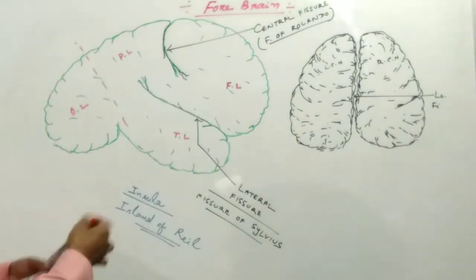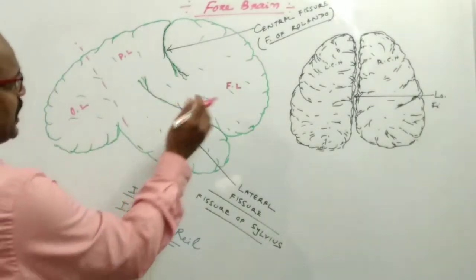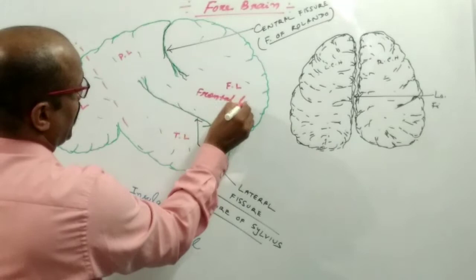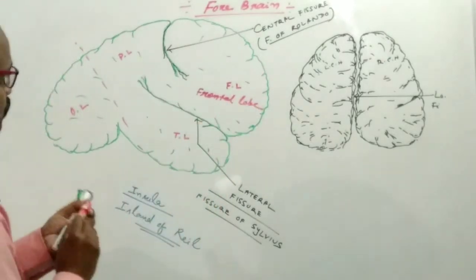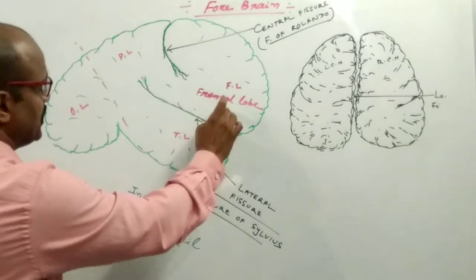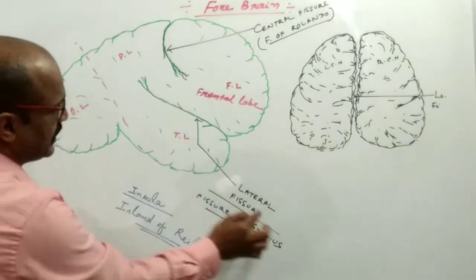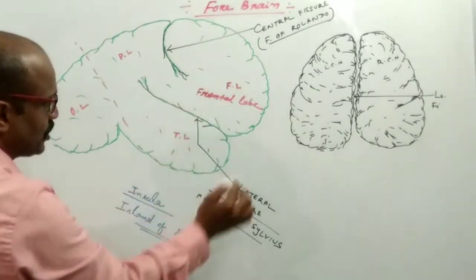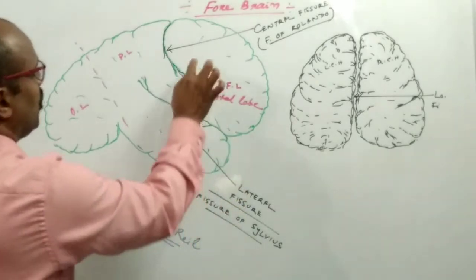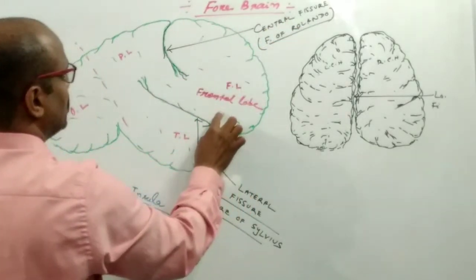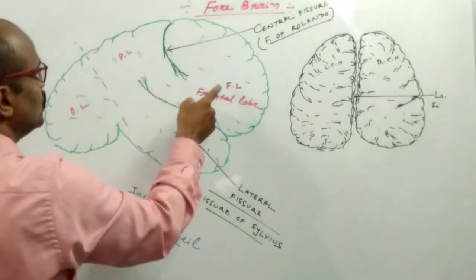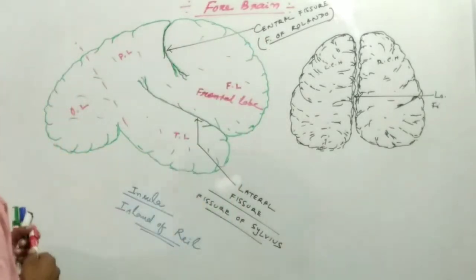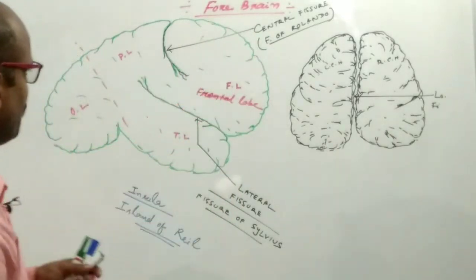So this is the frontal lobe, present below the frontal bone of the skull. This frontal lobe is differentiated from the temporal lobe by the lateral fissure, and the frontal lobe is present in front of the central fissure. The central fissure also divides the frontal lobe from the parietal lobe. The central fissure is also known as the fissure of Rolando.